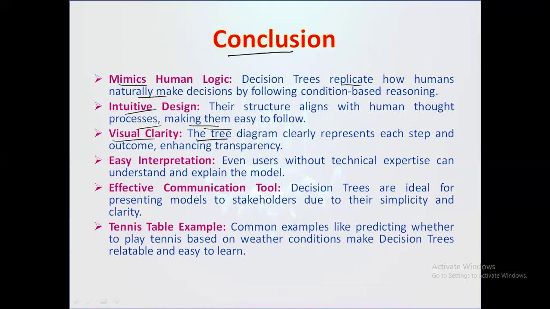The tree diagram clearly represents each step and outcome, enhancing transparency. It is easy to interpret, as even users without technical expertise can understand and explain the model. It is also an effective communication tool, ideal for presenting models to stakeholders due to its simplicity and clarity. In this slide we used the tennis table example, a common example of predicting the weather to play tennis. We take decisions based on the weather conditions, and it is relatable and easy to learn.